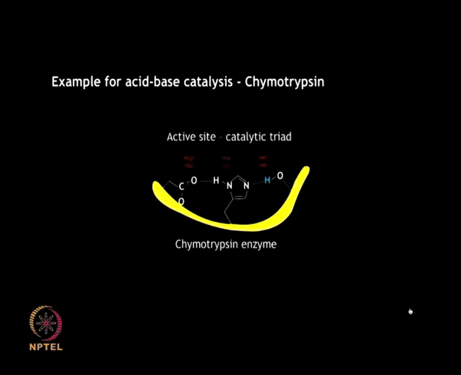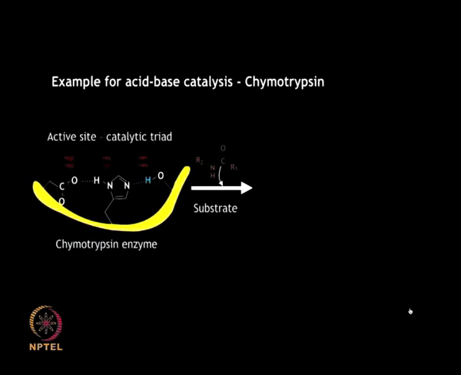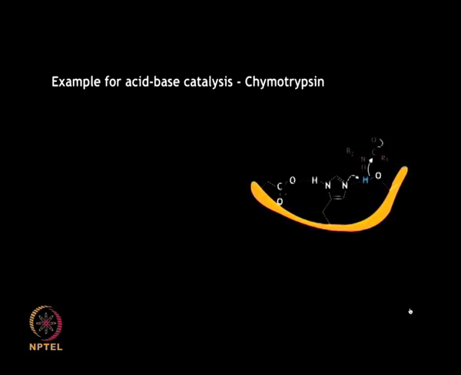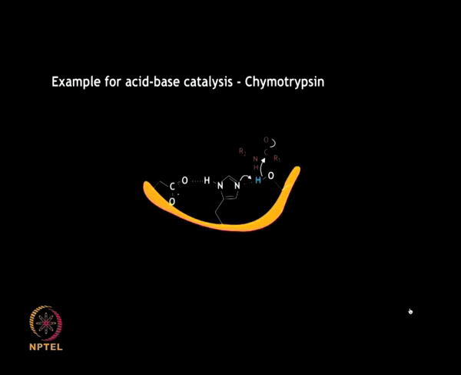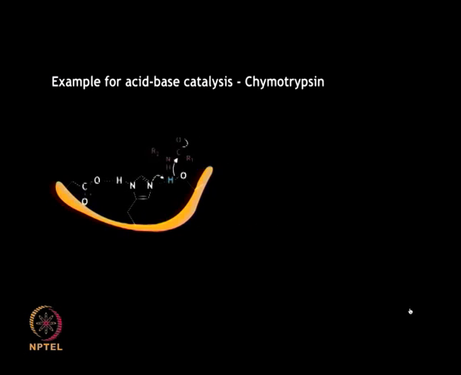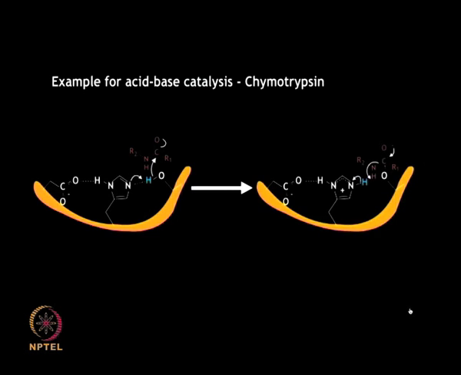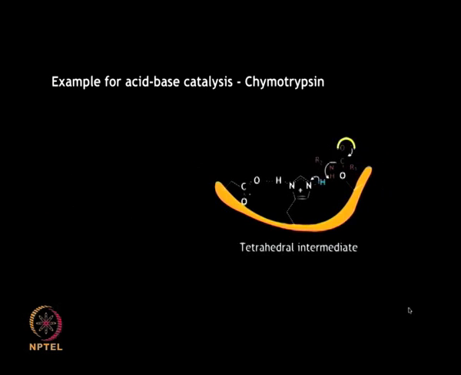Chymotrypsin is one such enzyme that employs both covalent catalysis as well as acid-base mechanism. The arrangement of the catalytic triad, consisting of aspartic acid, histidine and serine at the enzyme's active site, is such that the histidine residue serves as a general base catalyst by polarizing the hydroxyl group of serine. The alkoxide ion thus generated in the serine residue makes it a powerful nucleophile.